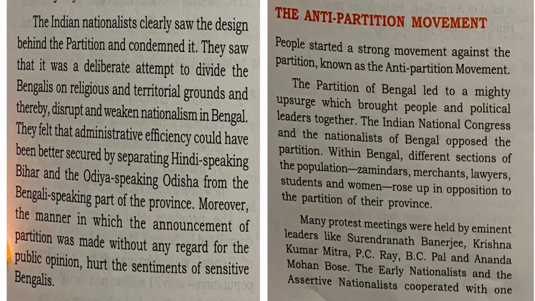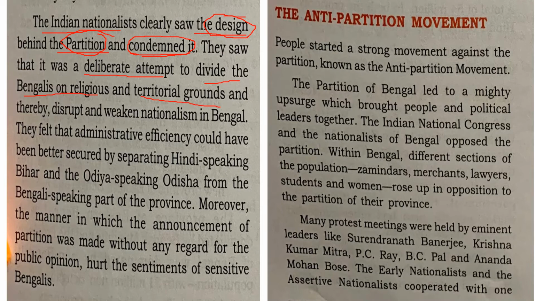When the Bengal scheme of partition was introduced, the Indian nationalists saw the design behind the partition and condemned it. That means very soon the Indian nationalists understood the hidden reasons that led to the design of this partition. So immediately they condemned such reasons, and they even condemned the partition of Bengal. They saw it was a deliberate attempt to divide Bengalis on religious and territorial grounds.